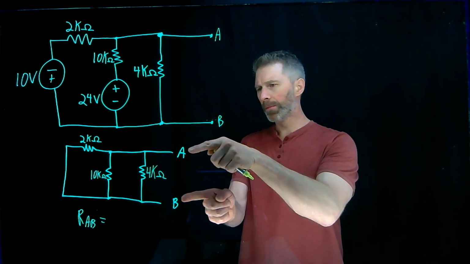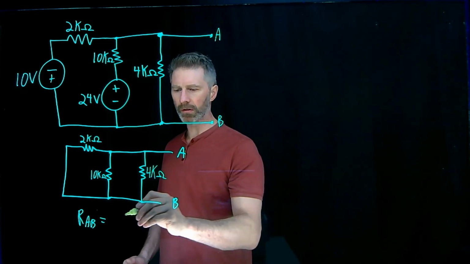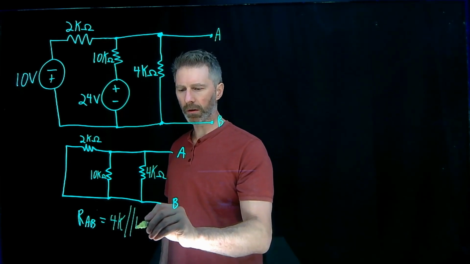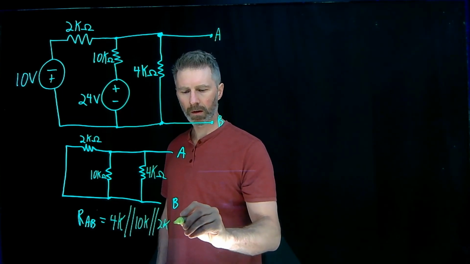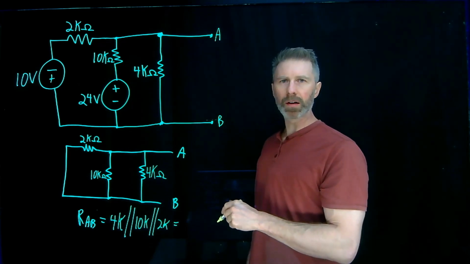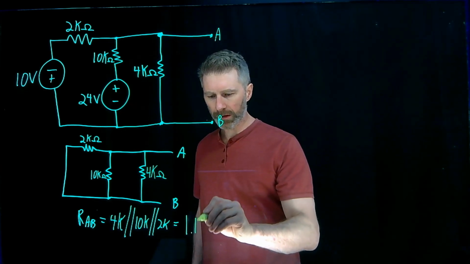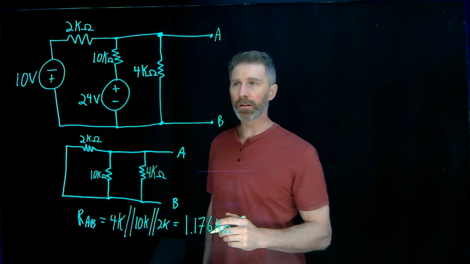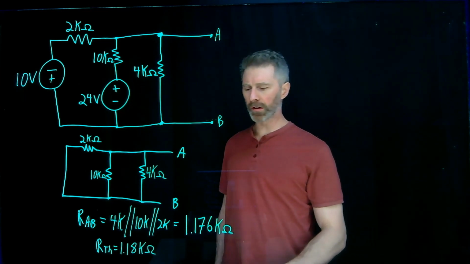And this one's fairly simple. We have a 4 kilo ohm in parallel with a 10 kilo ohm in parallel with a 2 kilo ohm resistance. So it's 4K in parallel with 10K in parallel with 2K. And so that's 1 over 4,000 plus 1 over 10,000 plus 1 over 2,000, and then take the inverse of that. And that works out to 1.176 kilo ohms. So that is my Thevenin resistance. I'll just take it to 3 significant figures.